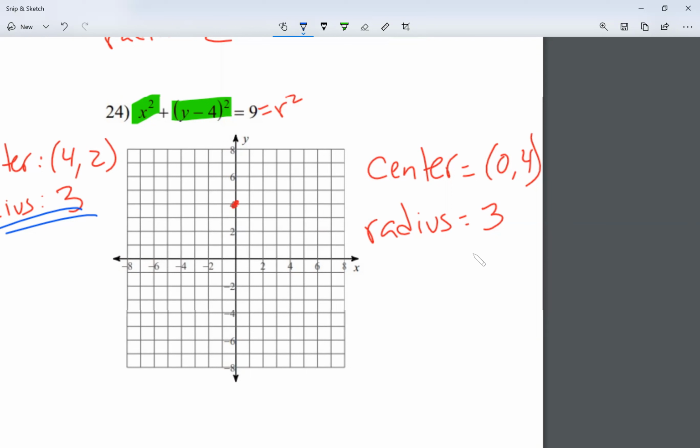Because the radius is 3, from the center, let me go 3 up. From the center, let me go 3 down. From the center, let me go 3 to the right. And then from the center, let me go 3 to the left. And then I'm gonna graph this. And let's assume that egg-looking shape, let's call that a circle, okay? So let's assume that's a circle and it goes through the points that I marked.